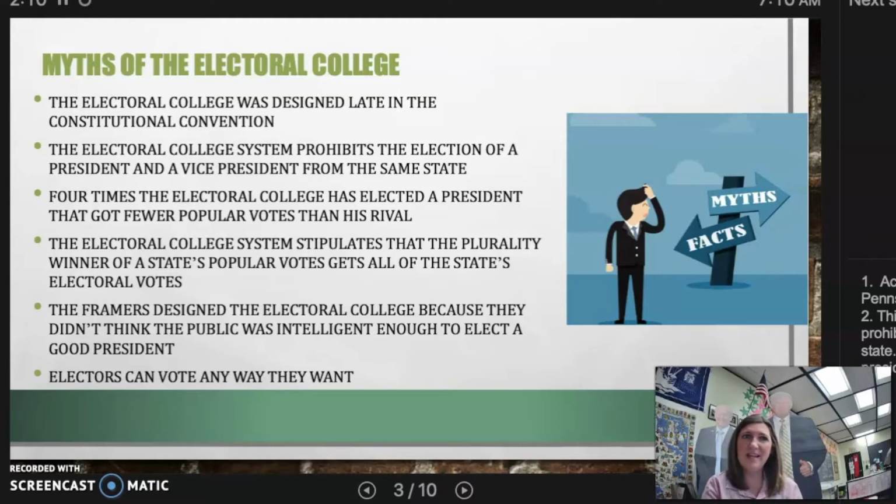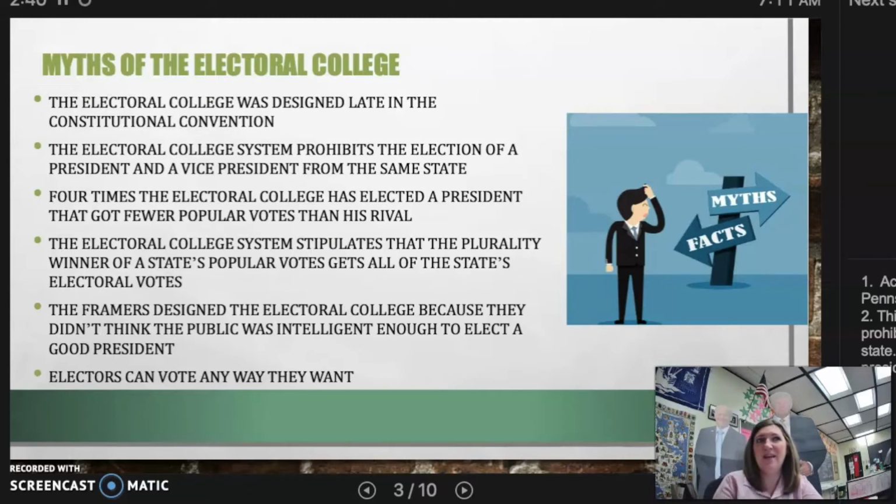Another myth is that the Electoral College system prohibits the election of a president and vice president from the same state. Well, not really, but that is something that is continually talked about a lot. It's the fact that it prohibits electors from casting both of their votes for individuals from the same state. It does not, however, prevent the election of a president and vice president from the same state. So there's a little bit of a misunderstanding of that today.